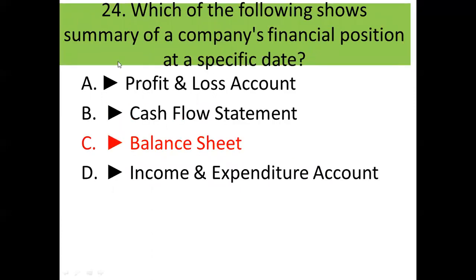Which of the following shows a summary of a company's financial position at a specific date? It is the balance sheet. The balance sheet will show us the financial position of a company, while a profit and loss account will show us financial performance, the cash flow statement will show us cash balance, while the income and expenditure account will show us revenue and expenditure of a company.